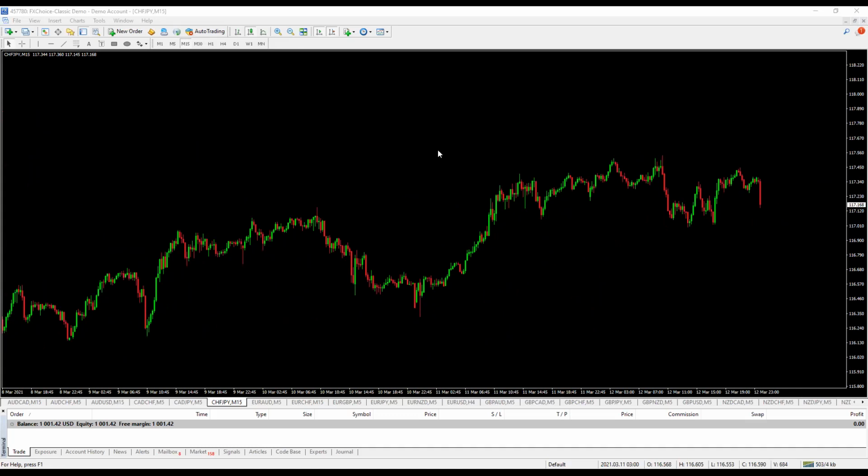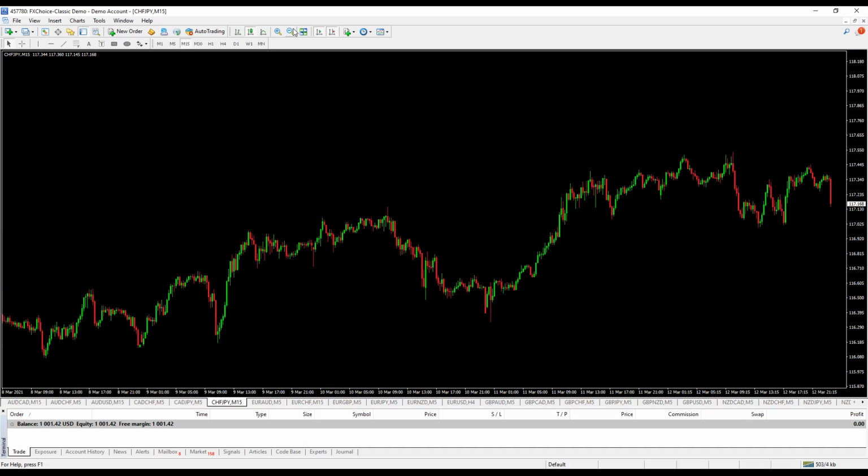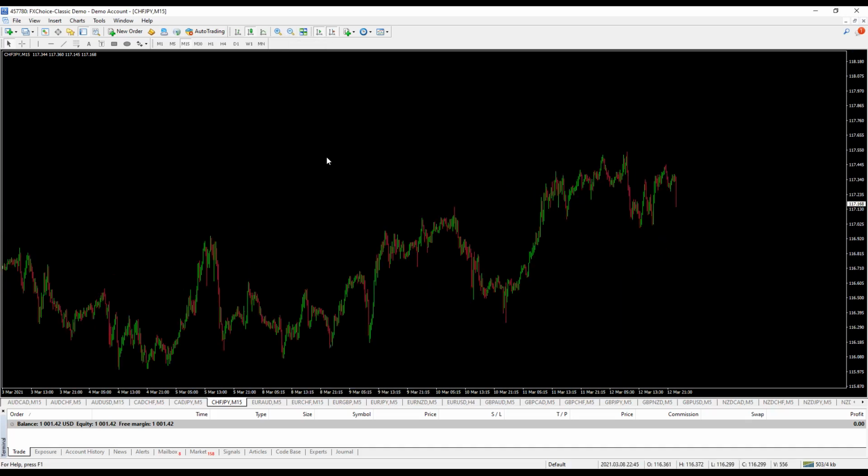Understanding market structure is being able to look at your chart just as it is right here. This is what I call a naked chart. And being able to identify what the trend is. If you're taking notes, you can write this down: the trend is your friend until it bends. The trend is your friend until it bends.